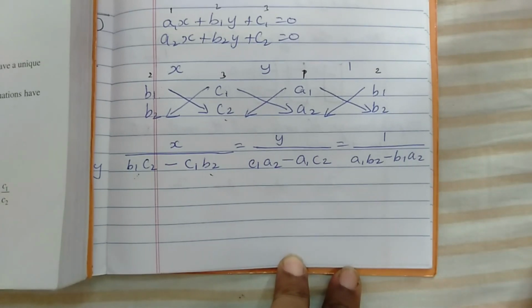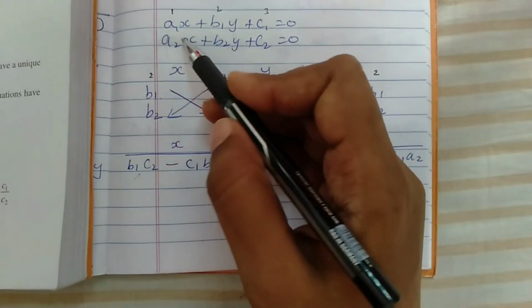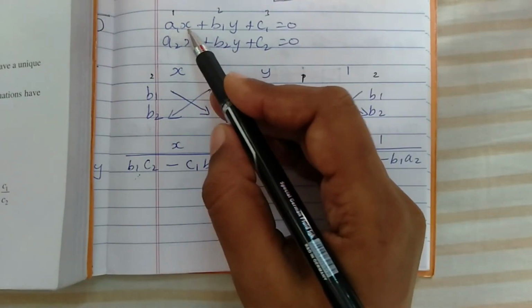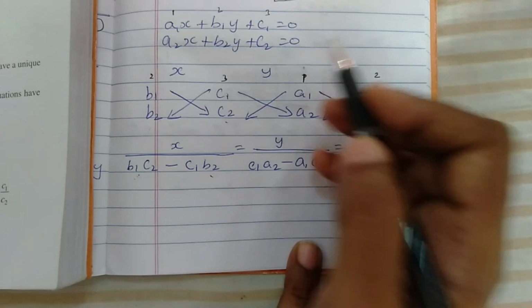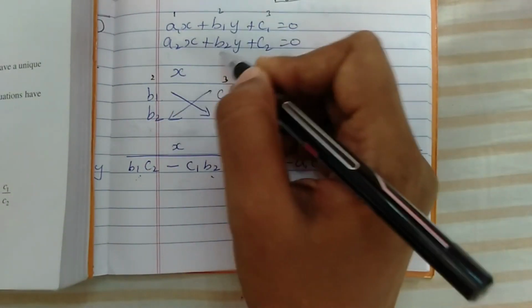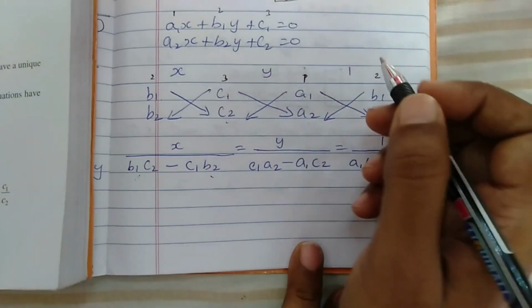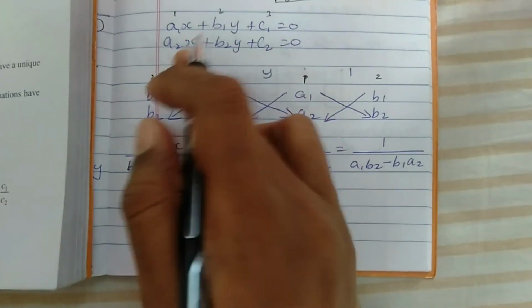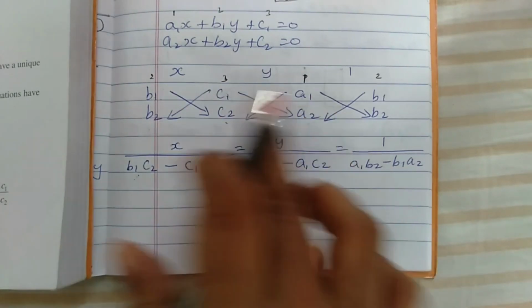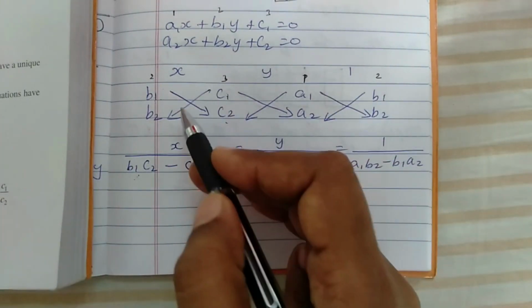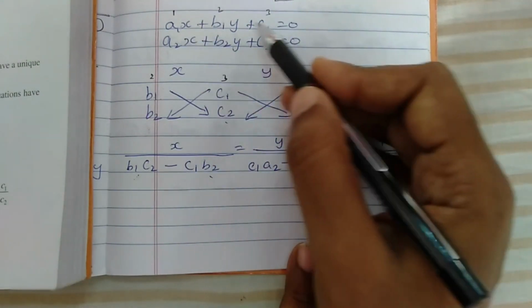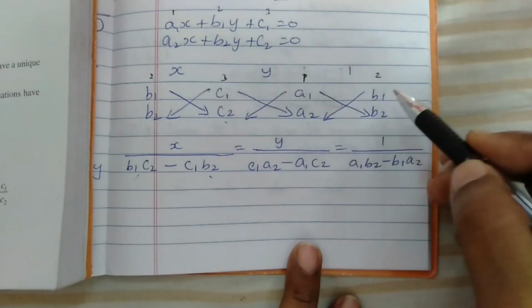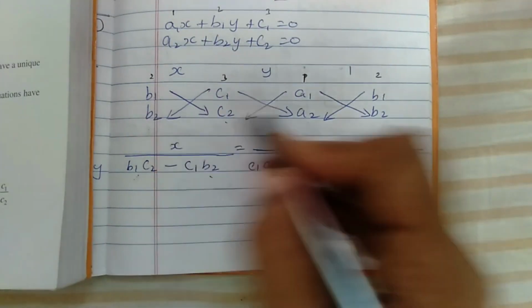Now we have a formula for doing the cross multiplication method. Suppose you have two equations, a1x plus b1y plus c1 is equal to 0 and a2x plus b2y plus c2 is equal to 0. Now we will be naming these coefficients as 1, 2 and this constant term as 3. Now you will be placing these rows in the order of 2, 3, 1 and 2. Your second row comes first, your third row comes in the second place, then your first row, and then you will be repeating your second row. So you will be writing it in this manner.